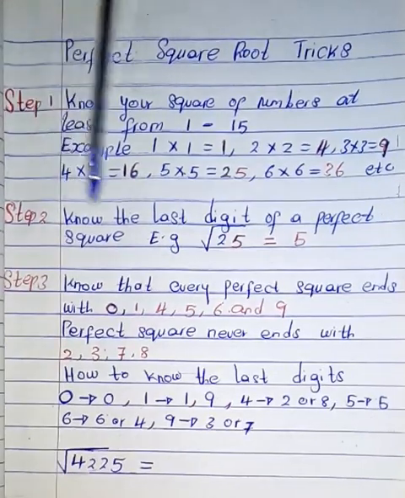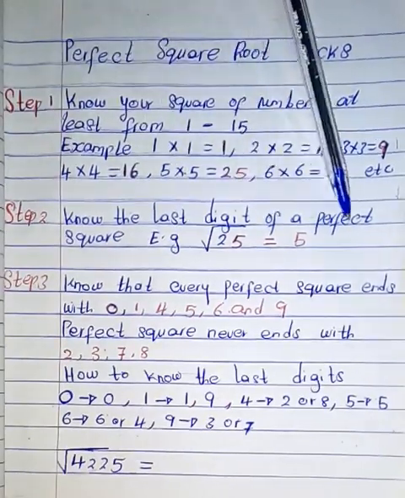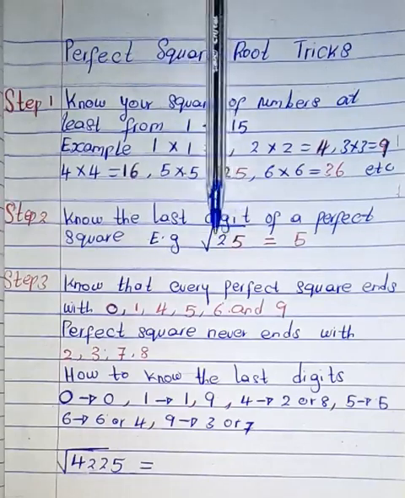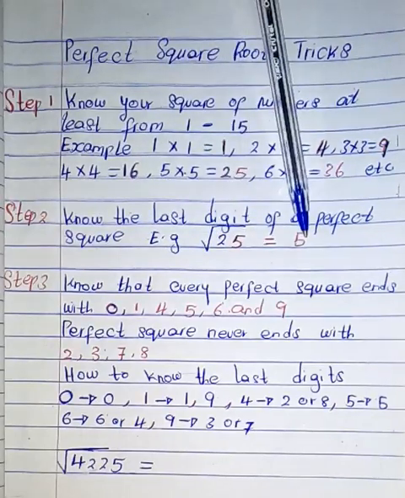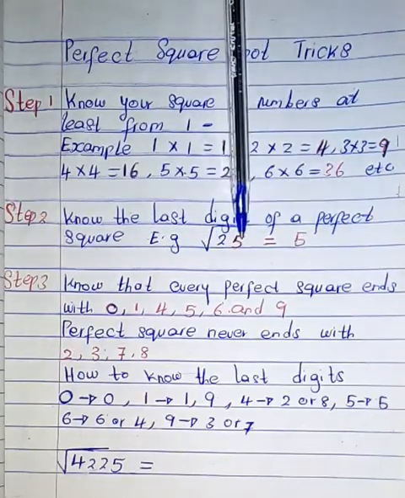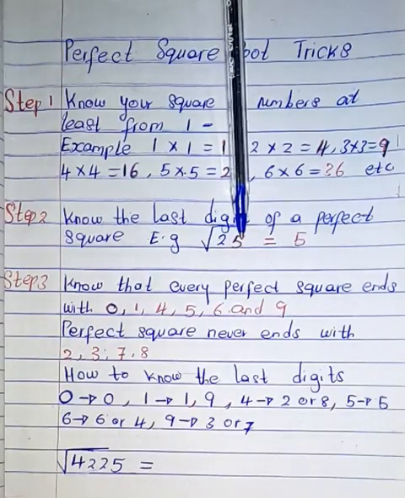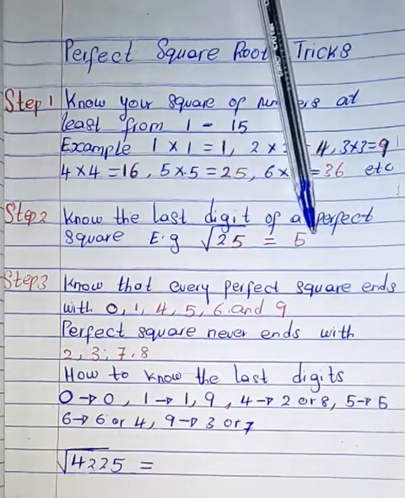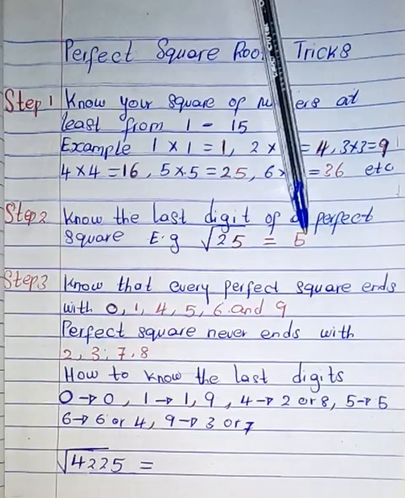Now, step 2 says know the last digit of a perfect square. Example, the square root of 25 is 5. Why is it 5? Because the last digit here is 5. So I'm just saying, since the last digit is 5, 5 times 5 is 25. I'm going to show you more. Just keep watching the video.